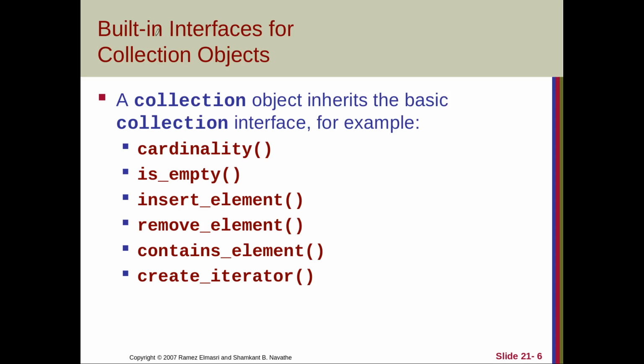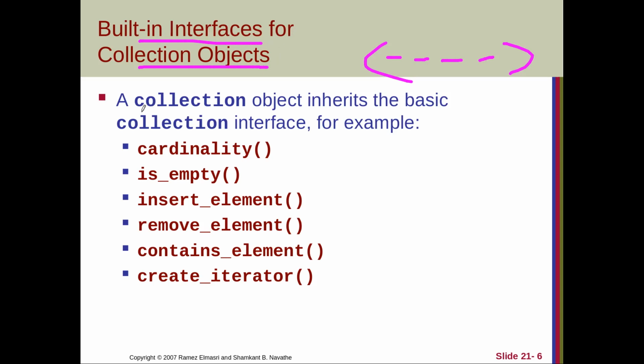Now similarly, there are some built-in interfaces for collection objects. There are some interfaces which are already available built-in for dealing with different collection objects. So what are collection objects? Collection objects are a group of objects within a collection group, like in an array, in a list, or in a set, a collection of values, a collection of objects. In order to deal with these collection objects, we use some built-in interfaces.